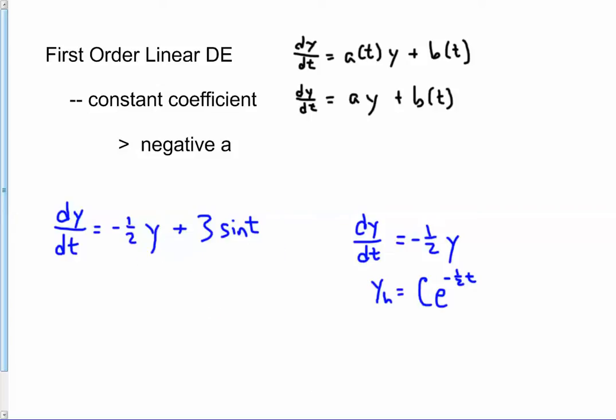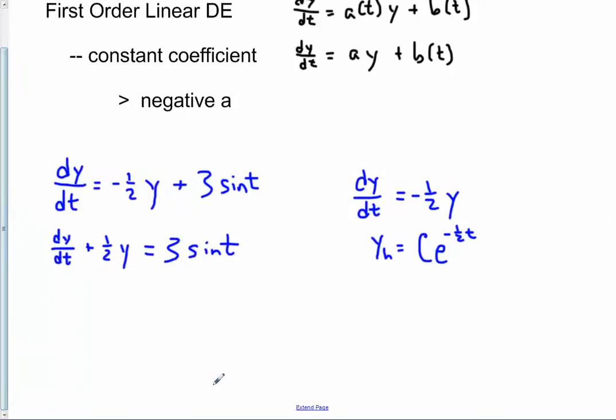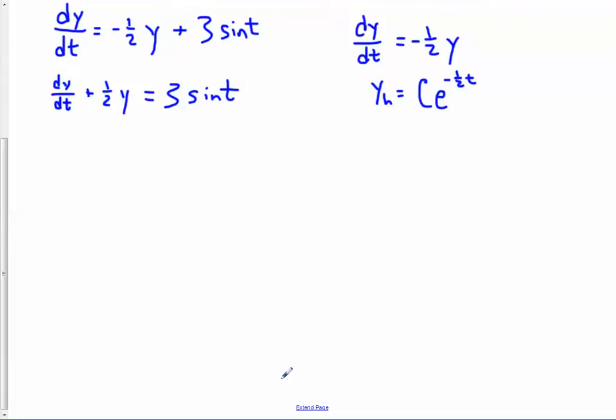That's actually going to be the main point of what I want to say, but let's complete this problem so that we can see it happening very concretely. So the next thing to do is to find a particular solution to the non-homogeneous version. So I'm going to bring the -1/2 y over. I am going to guess a solution, because I have 3 sine t here, that would be something times sine t plus something times cosine t. So alpha and beta are my undetermined coefficients.